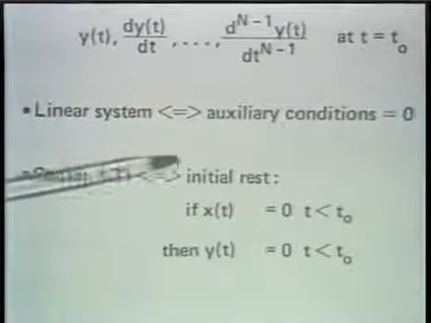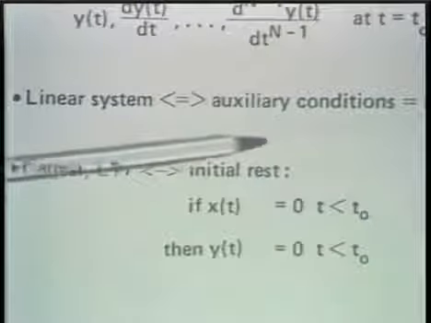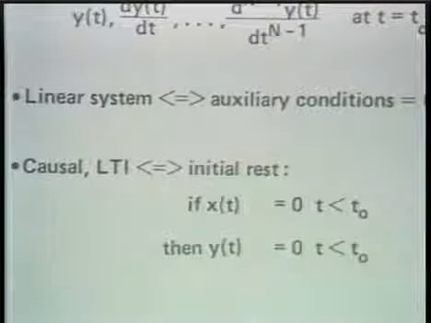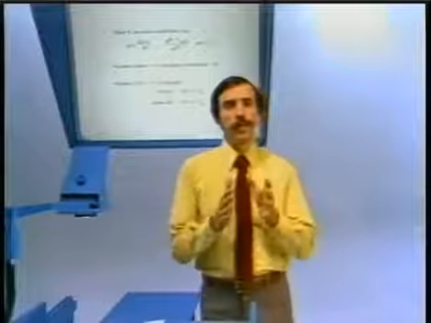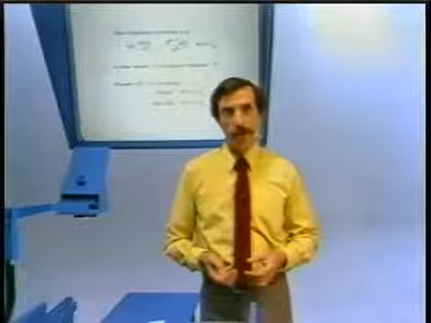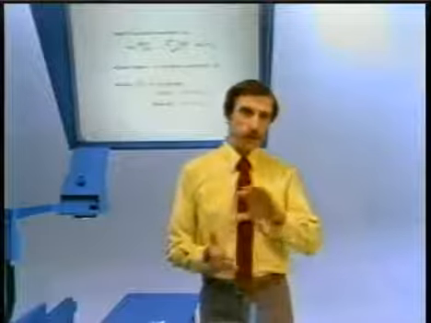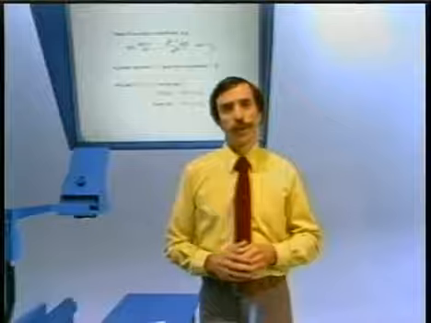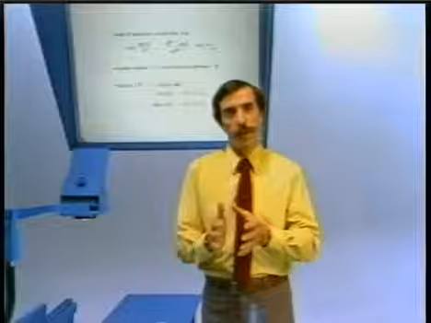Now, beyond that, if we want the system to be causal and linear and time invariant, then what's required on the initial conditions is that they be consistent with what's referred to as initial rest. Initial rest says that the output must be 0 up until the time that the input becomes non-zero. And we can see, of course, that that's consistent with the notion of causality, as we talked about in the previous lecture.